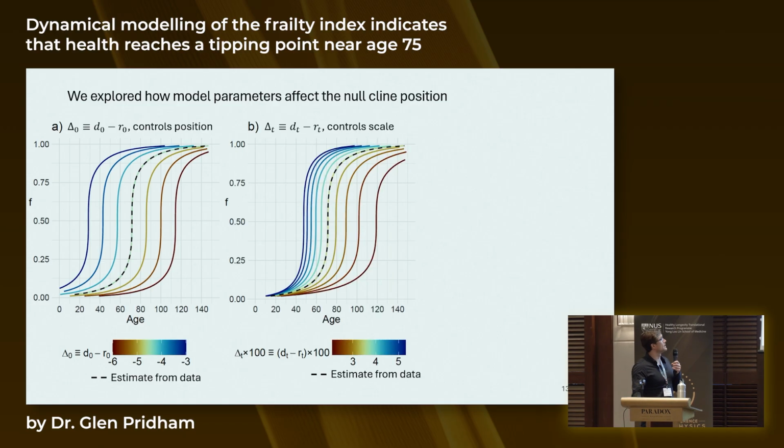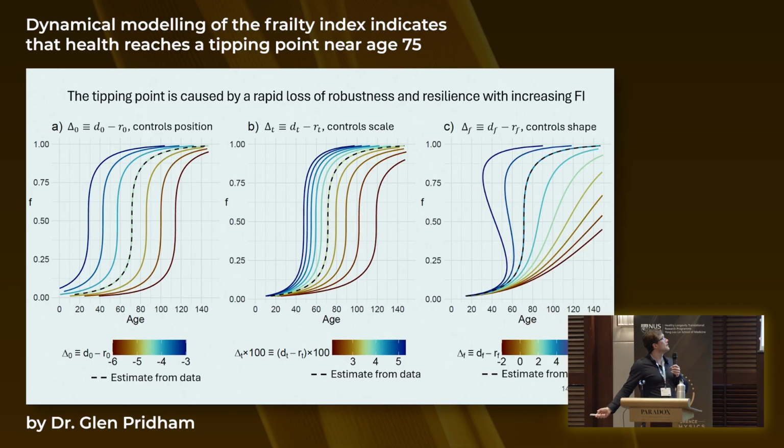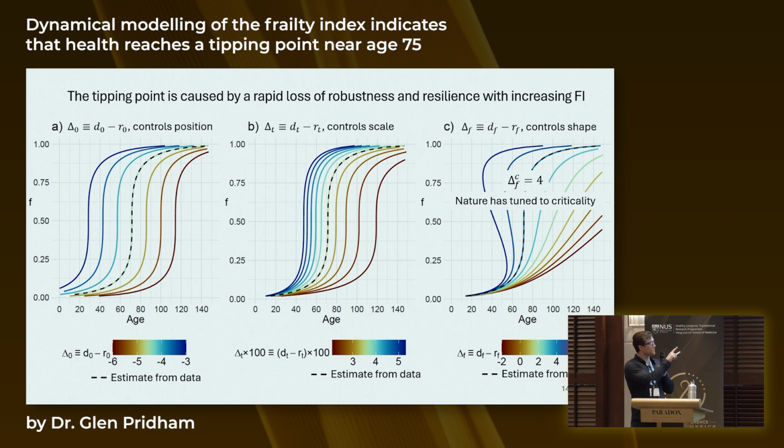And then we look at this time dependence, and that just stretches out time. And we look at the F dependence, and you can see that makes it fan out. So that's what's causing that sharp increase, this dependence on F. So this loss of robustness and resilience with F gives you a critical parameter. If you look in the math, it's exactly 4, and it's right on that value. So nature has tuned it right to criticality, which is pretty cool.